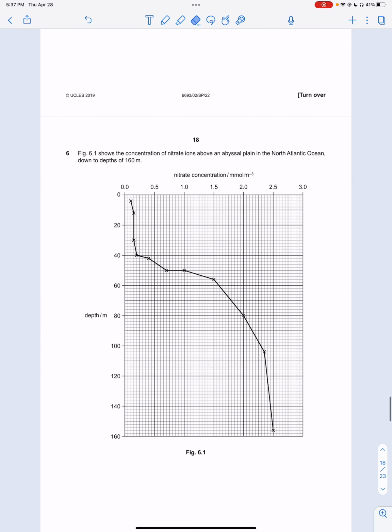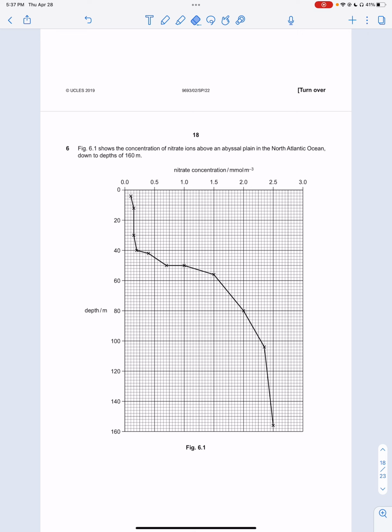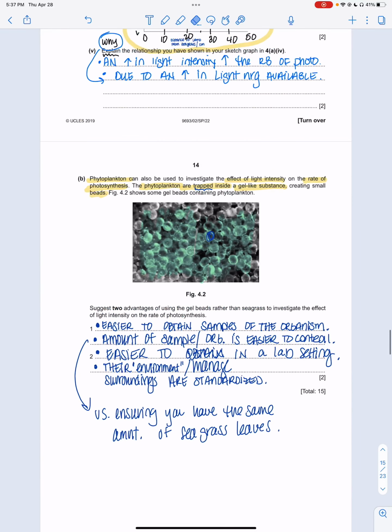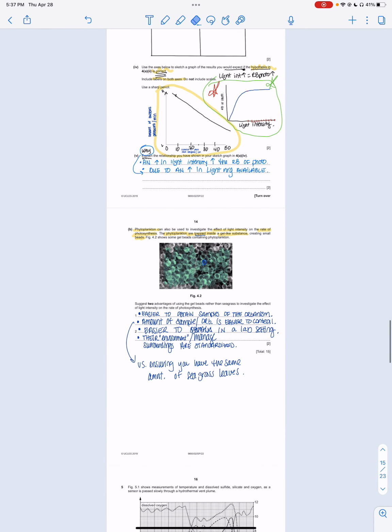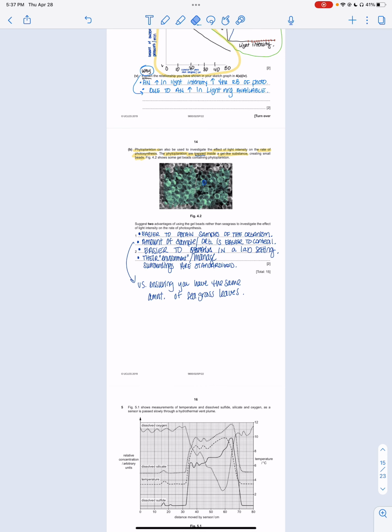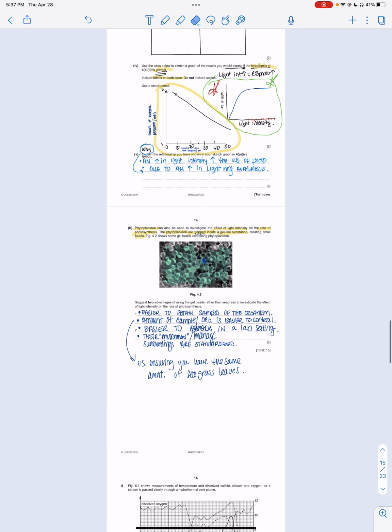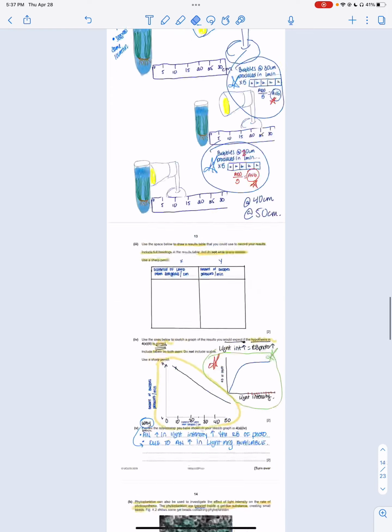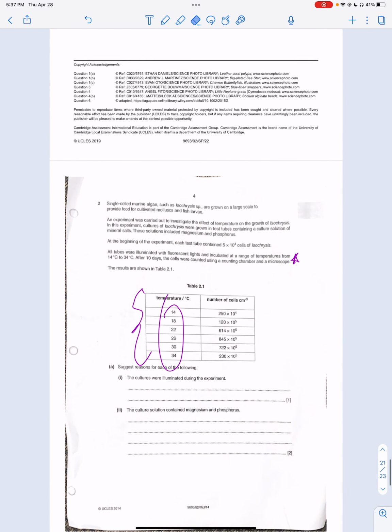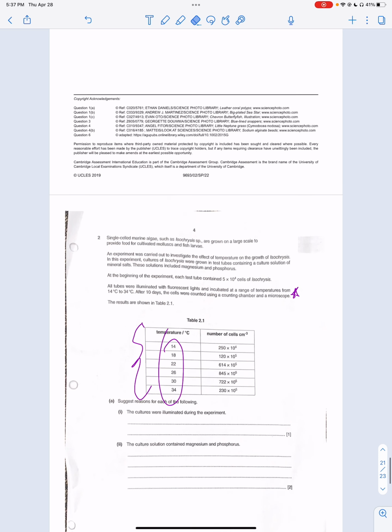Abyssal plains can happen at transform boundaries. What was the other one? Divergent? Like on the outside of a divergent boundary? Okay, great. That's a big question. I'll do this one really fast.